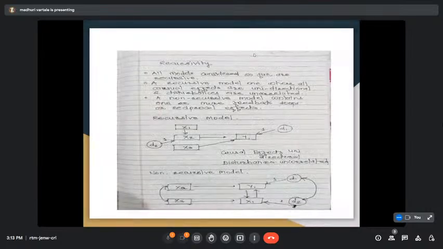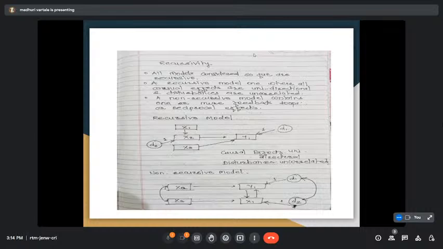Then recursivity, how to identify the recursivity? All models considered so far are recursive, and a recursive model is one where all causal effects are unidirectional and disturbances are uncorrelated.